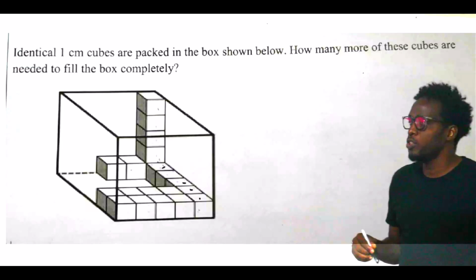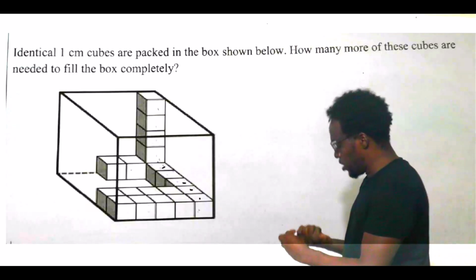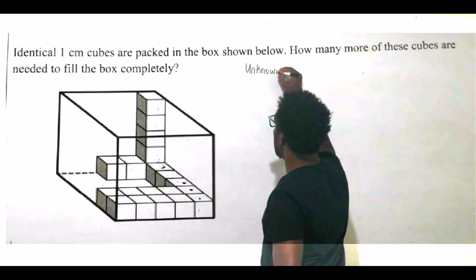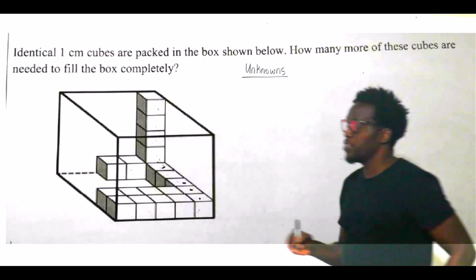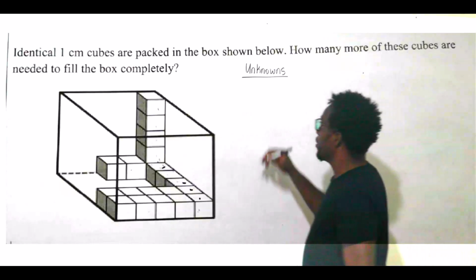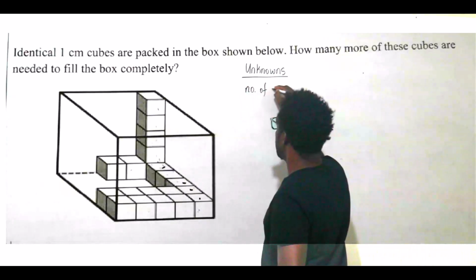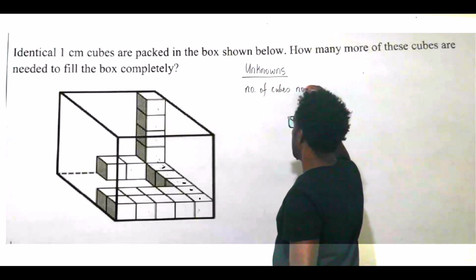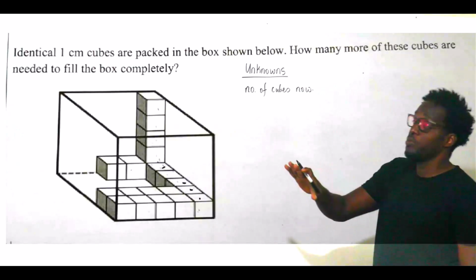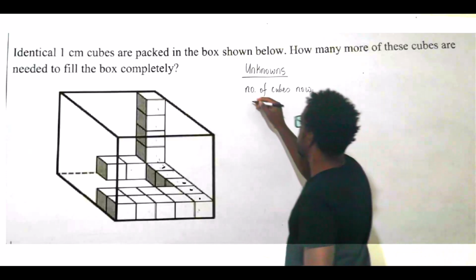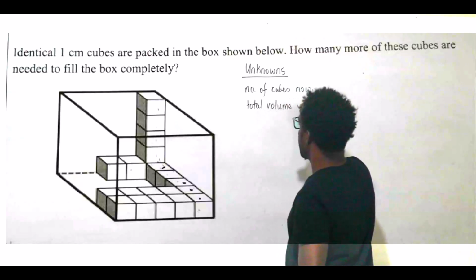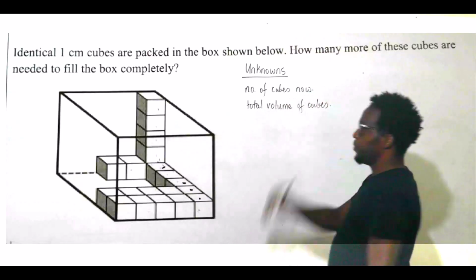So there are a couple of unknowns here. And I want you to think about what is unknown. It's always good to think about what the unknowns in the problem are. The very first unknown: how many cubes are in the box right now? So we can think of the number of cubes now. There's another unknown. We don't know how many cubes will fill the container or the box. So the total, and we'll use the word volume of cubes. We don't know that either.